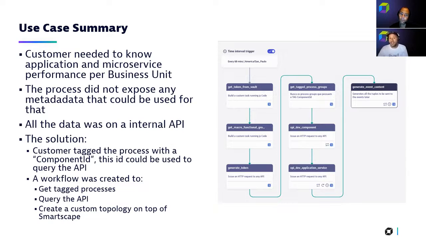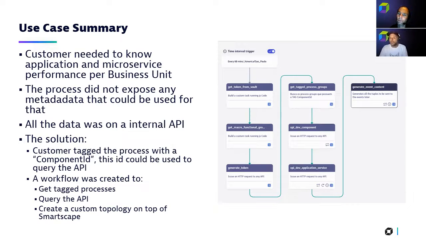So I had to take this from an external API. We agreed with the customer that they would tag all their processes with the component ID. This is something they have internally, and I could use a workflow to query their API and bring all the data I need to enrich what we have in Dynatrace. So at the end, customer tagged the process, we created the workflow.